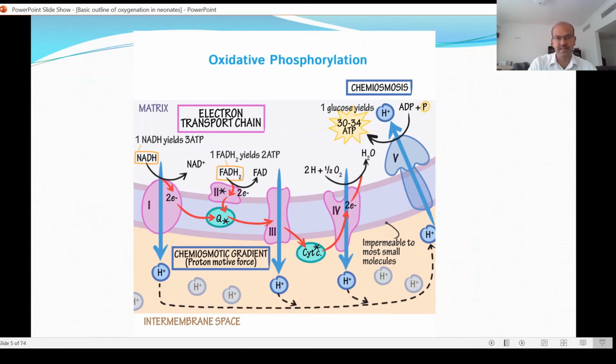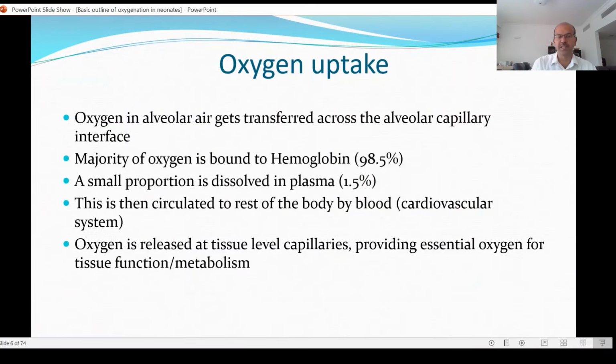The reason I started explaining this is for you to know why we need oxygen, because that's the key as to why we need to target oxygen, why we need to maintain it at an appropriate level, and why the baby suffers from lack of oxygen. So for the adequate fuel production in the body, we need oxygen along with glucose.